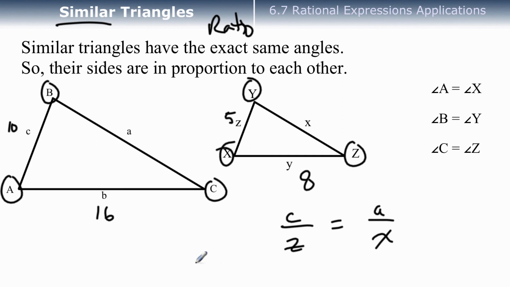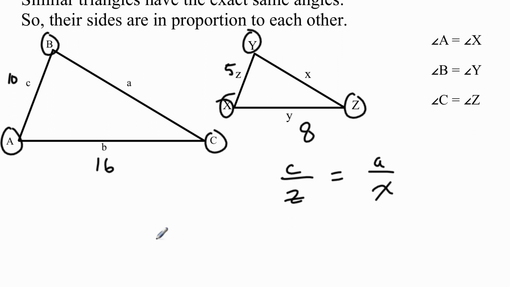Or you could have B is to A the same as, what do you think? This and this go together, so Y and X would go together. Sure, that could be a proportion or a ratio that you could make with those triangles. So any side, as long as you stay consistent with what they are, you can make up a formula for any of those.